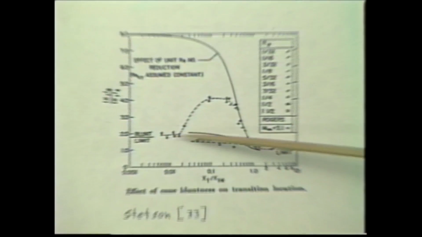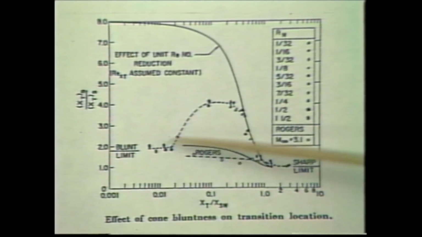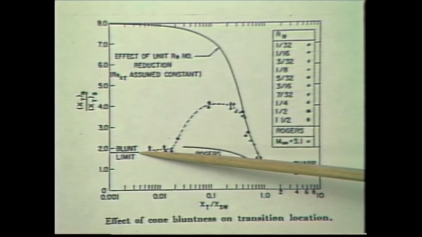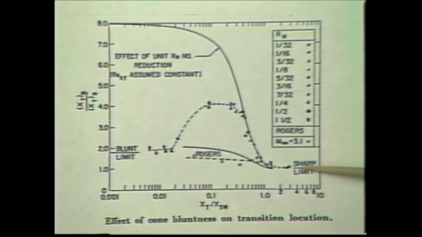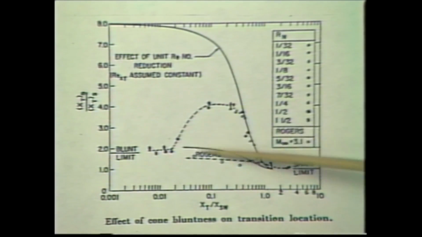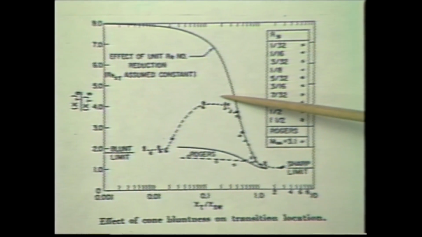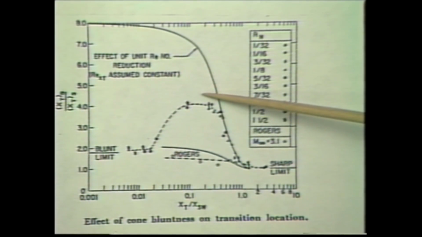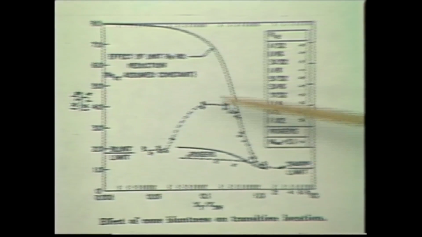And then down at the bottom of the page, just illustrates the bluntness effect on transition, where here on a blunt limit, you transition later than the sharp limit of a cone. And in between this blunt limit, you can actually get some quite appreciable delay in transitions due to the reduction in local Reynolds number due to the entropy layer being formed by the blunt body.